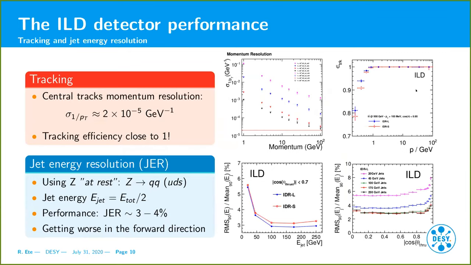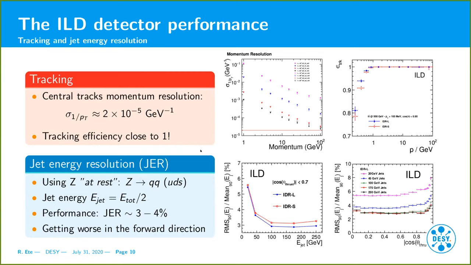For the tracking efficiency, as you can see there, as a function of the momentum, we are basically at 1 all the time, and there's a little drop of efficiency, of course, at very low momentum. Tracks are very curling there, and it's a bit complicated to reconstruct things correctly at some point.